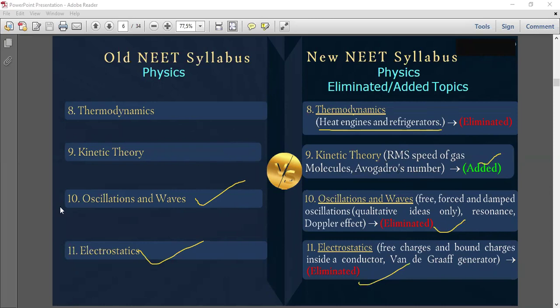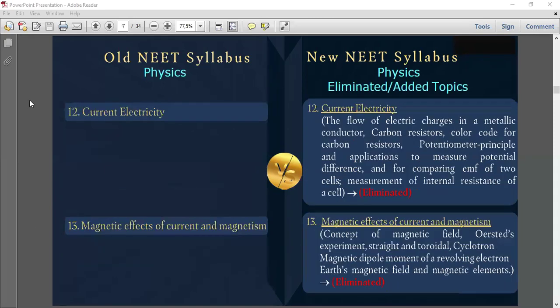Next, from current electricity, the flow of electric charges in a metallic conductor, carbon resistors, color code for carbon resistors, potentiometer, principle and applications to measure potential difference and for comparing EMF of two cells, and measurement of internal resistance of a cell are eliminated. From magnetic effects of current and magnetism, concept of magnetic field, Oersted experiment, straight and toroidal solenoids, cyclotron, magnetic dipole moment of a revolving electron, Earth's magnetic field and magnetic elements are eliminated.